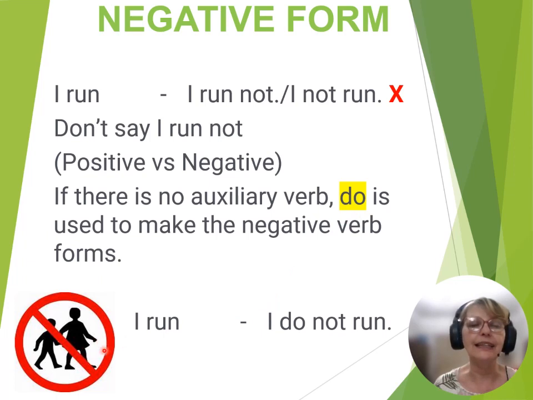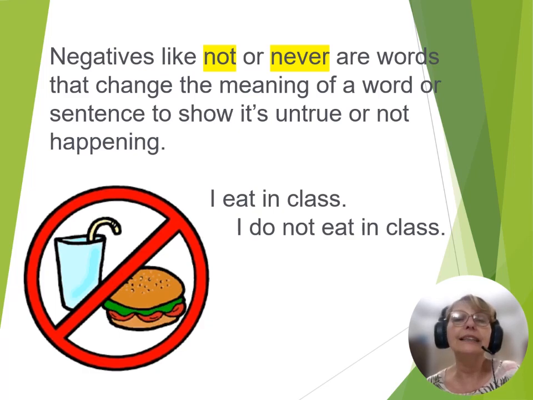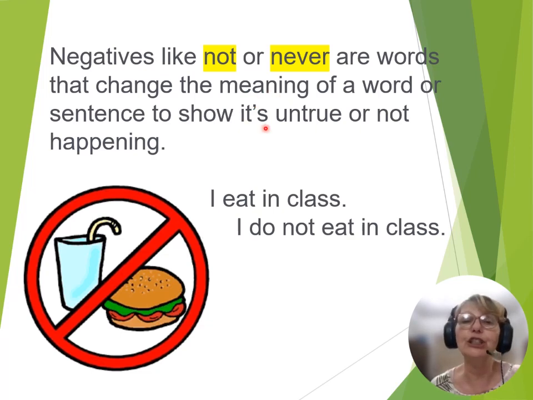And I think the easiest way to see if you know negatives is you look at the signs, road signs, and any other sign with a line through it. You say, you can't do that. No crossing there. Look at the signs and it'll help you to be able to see if you can use the negative form. Now, negatives like not or never are words that change the meaning of a word or sentence. And what it does is it shows us it's untrue or it's not happening.